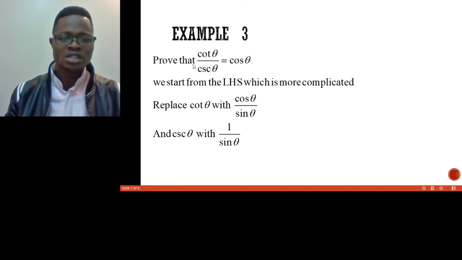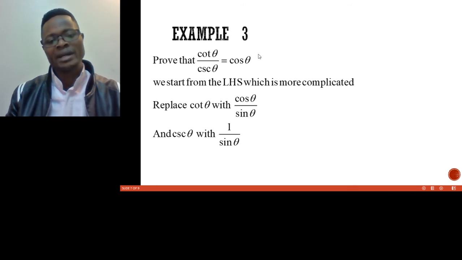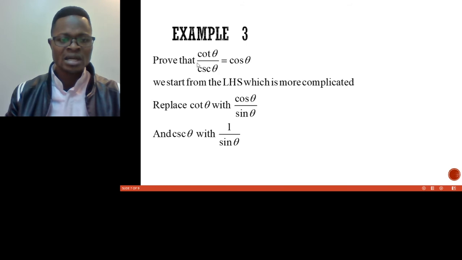So when you see cot theta divided by cosecant theta, you already know that you are to prove from this side, because you will not be given the side to prove. You have to use your sense to know that when I'm giving these two sides, I have to prove from my left or I have to prove from my right. So in this case, we are going to prove from our left-hand side, cot theta divided by cosecant theta.